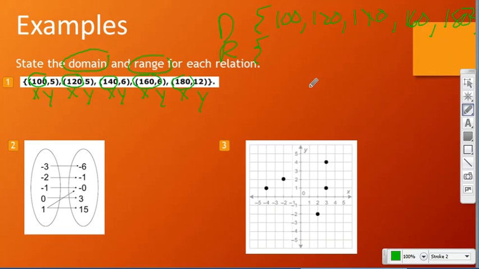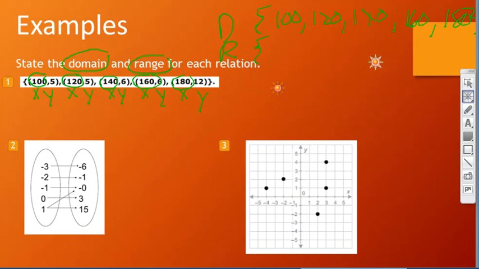Okay, and one thing I want you to notice here is that for our domain, all of the x values are different. We don't have an x value that's repeated in this set more than once. So each of our x values is paired with a different y value.